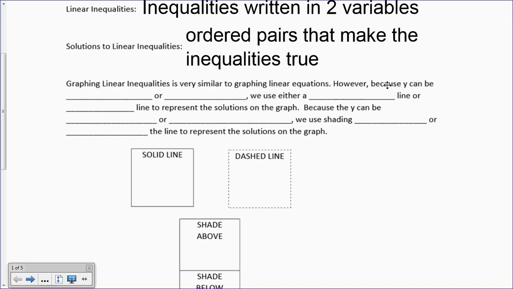However, because y can be either equal to or not equal to, we can use a solid or a dashed line to represent the solutions. So just because it's on the line doesn't mean it's necessarily a solution. Just because it says x is greater than 4, 4 is not a solution.